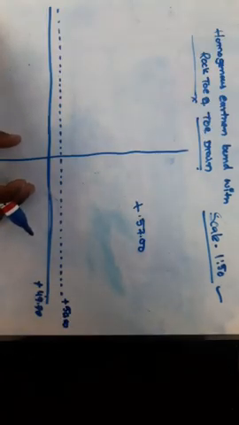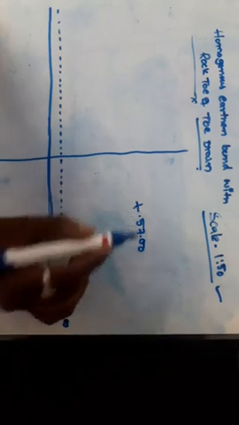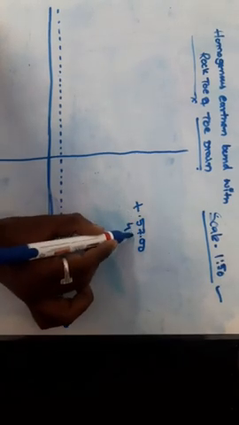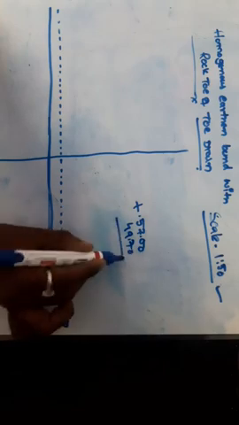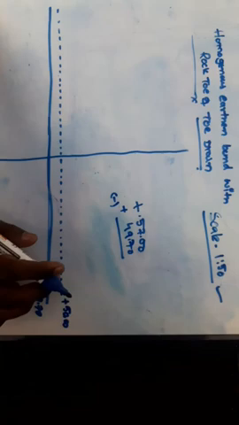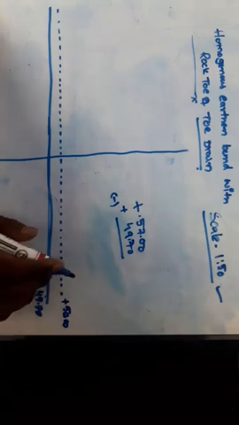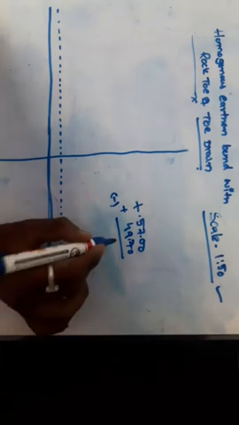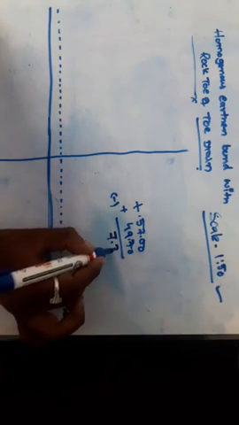Stripped ground level is 49.70. Okay, 57 minus 49.70 is equal to 7.30.